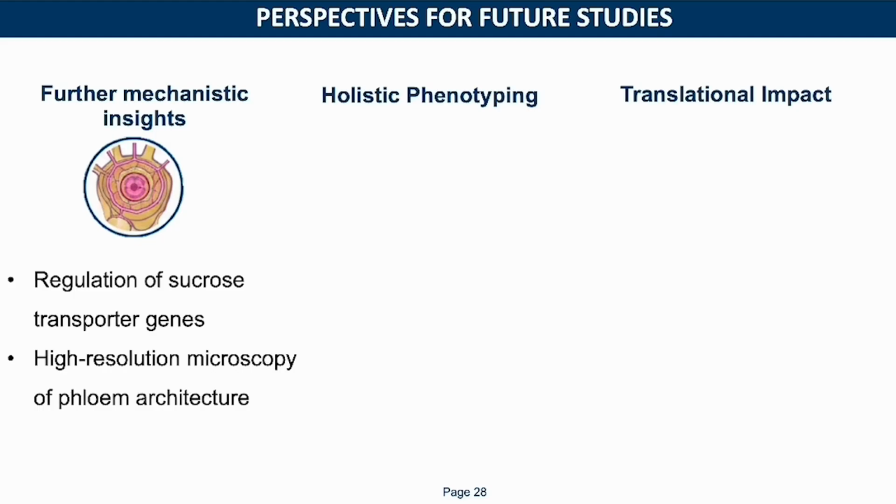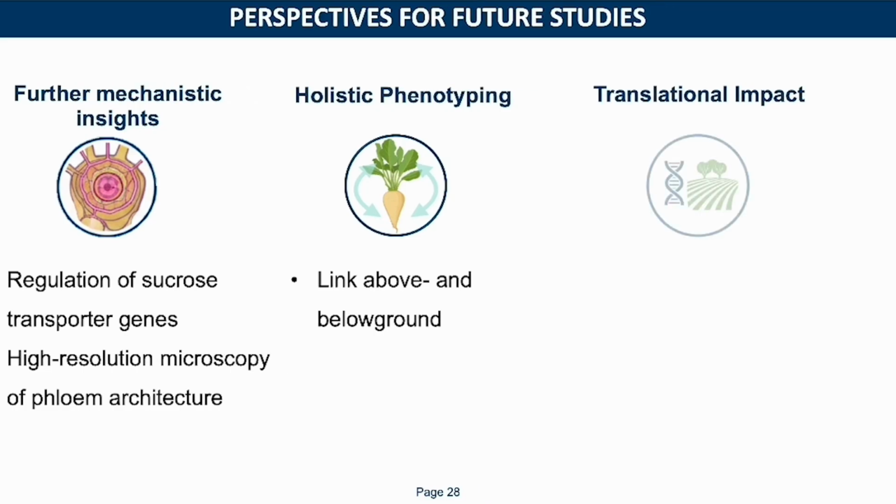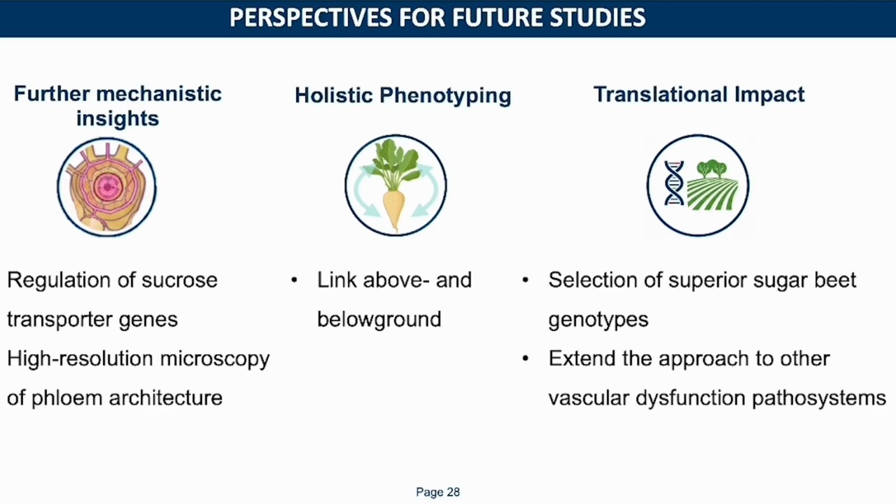From a phenotyping perspective, it will be beneficial to link above and below ground mechanistic traits, as this will provide a holistic overview of the functional and structural relationship existing between above and below ground plant organs. In a broader picture, the structural and functional mechanistic traits established in this thesis can be and should be used as a basis to judge susceptibility and select superior genotypes that can benefit future breeding programs. Also, our MRI and PET tomographic imaging approach should be extended to other vascular dysfunction pathosystems.